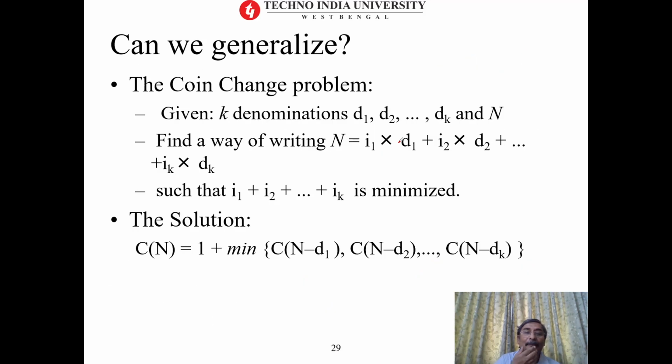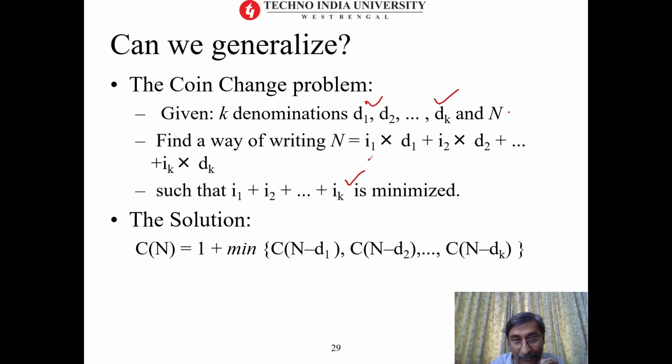And therefore, I can simply generalize this. I have k denominations d1 to dk and n. These are the inputs. I want to write i1 into d1 plus i2 into d2 plus dot dot plus ik into dk such that it becomes equal to n. And I want i1 plus i2 plus i3 plus ik, all of these, minimized. So what is the solution? I just said find out Cn minus d1, Cn minus d2 to Cn minus dk, assuming that we are giving him first a coin of denomination d1 or d2 or dk.